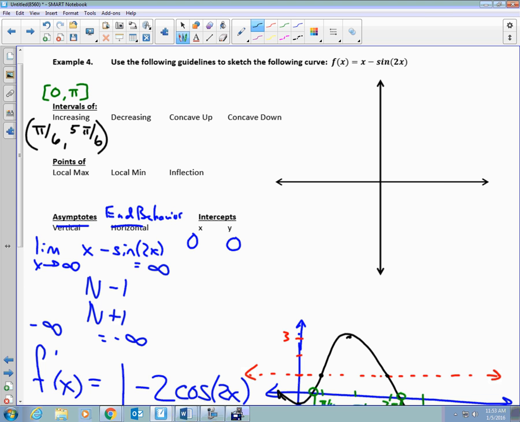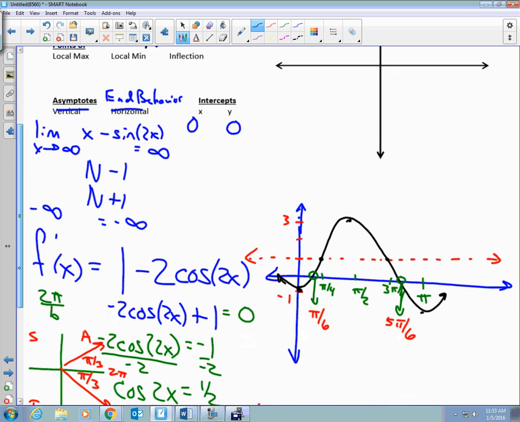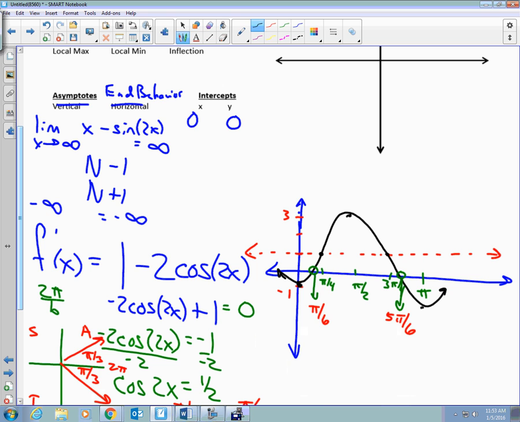That's where the graph is above the x-axis. So decreasing from 5 pi over 6 to pi. Local max is where I change from positive to negative, right?